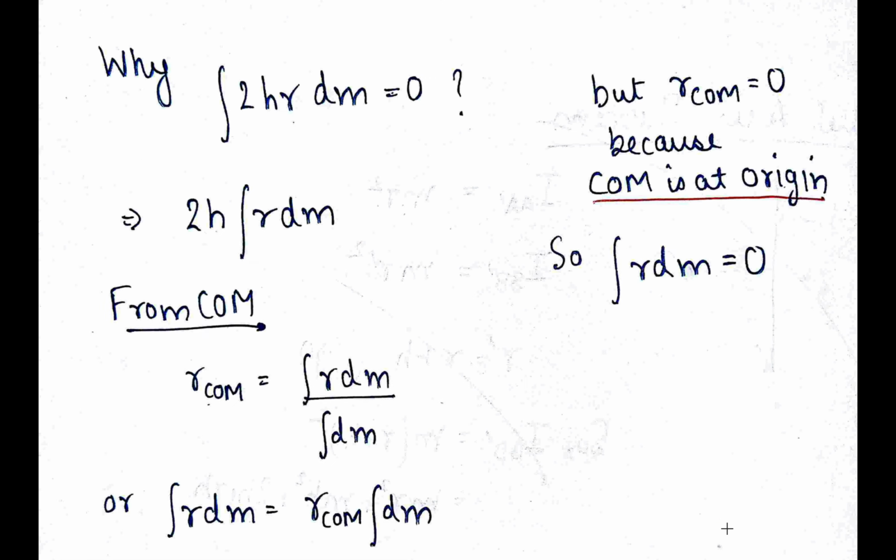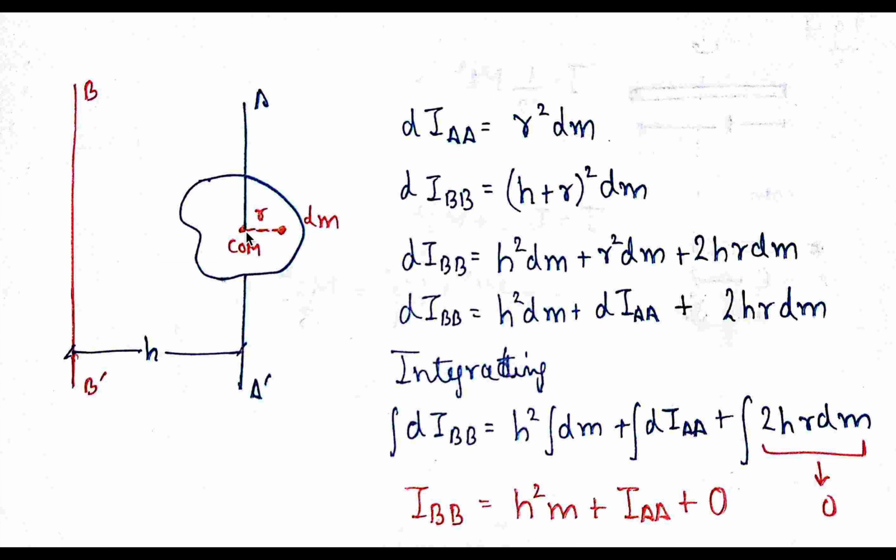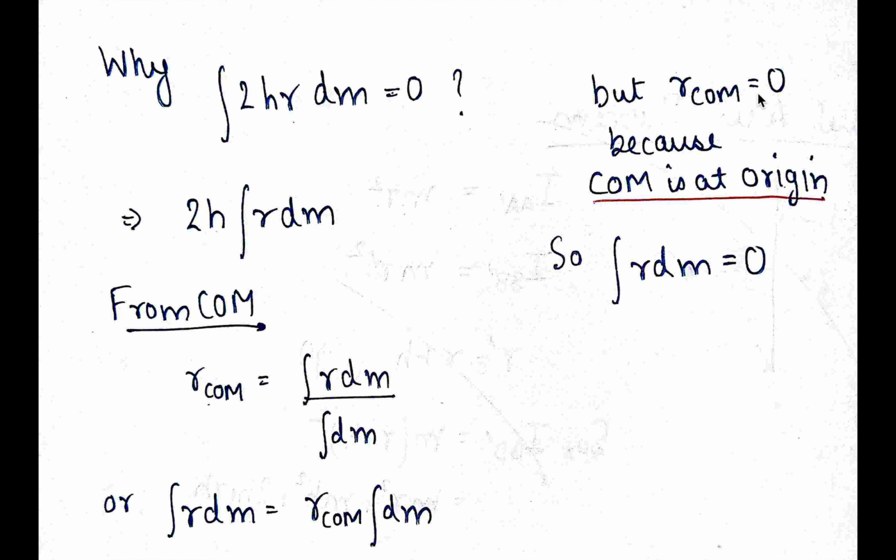Why is it equal to 0? Let's see. From the center of mass formula, if you remember from the center of mass chapter, r com, that is the distance of the center of mass, is equal to the integration of r dm upon the integral of dm. If you take out this term on the left side and multiply these two terms, you will get something like this. Because we have already taken this origin as the center of mass, r com will be equal to 0.